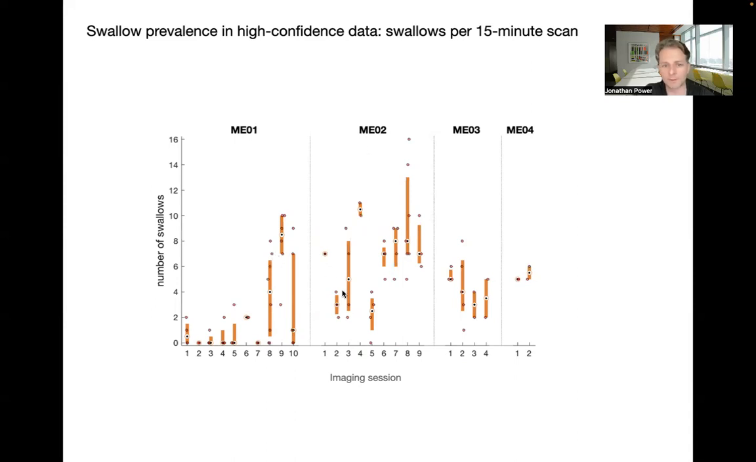The same thing is true for the second person. This person almost never had no swallows. But there were some days where they had relatively few, and other days where they were at like 10, 12, 15 swallows in a 15-minute scan, meaning that those kinds of bold profiles are happening continually throughout the scan. And other people are intermediate. So you've got variability within person, variability across people, just as you would expect.